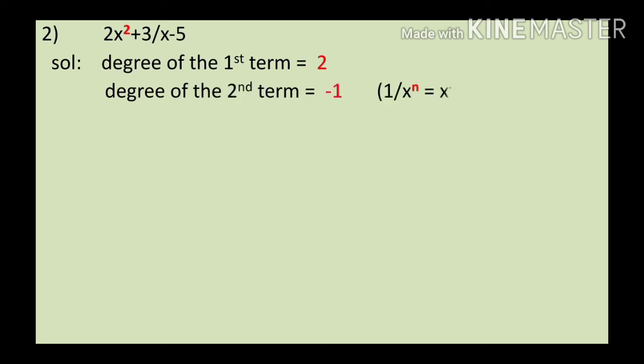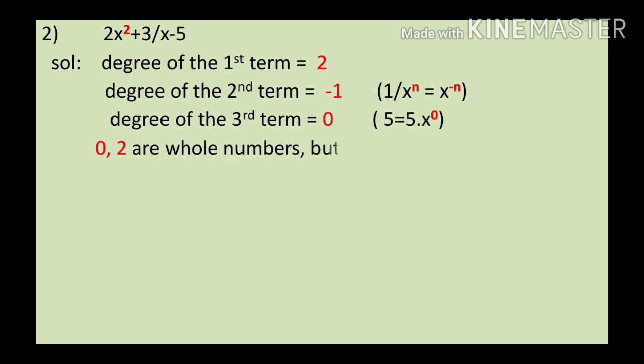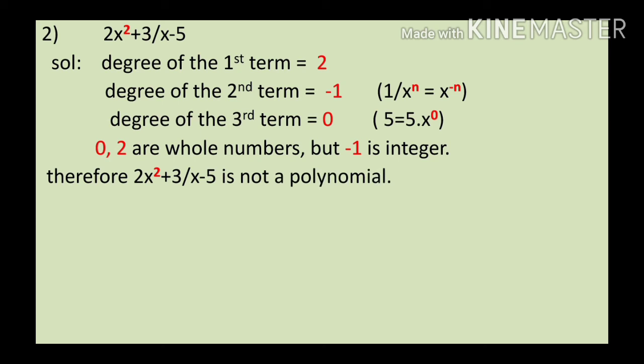See the second one: 2x square plus 3 by x minus 5. The first term is 2x square; x has the power 2, therefore the degree is 2. In the second term, 3 by x, x is in the denominator; it can be written in the numerator with a negative power, so minus 1. The degree of the third term is 0. Here 0 and 2 are whole numbers but minus 1 is an integer, therefore 2x square plus 3 by x minus 5 is not a polynomial.